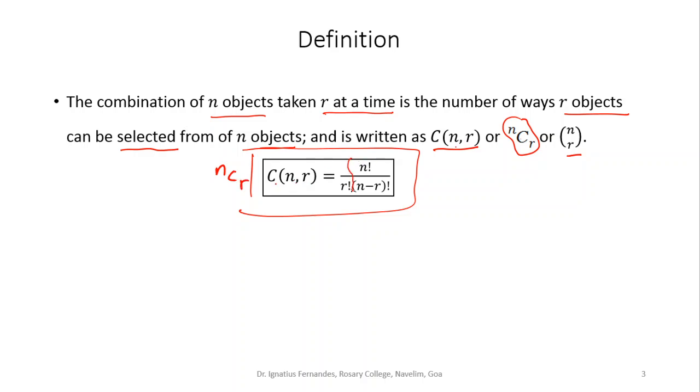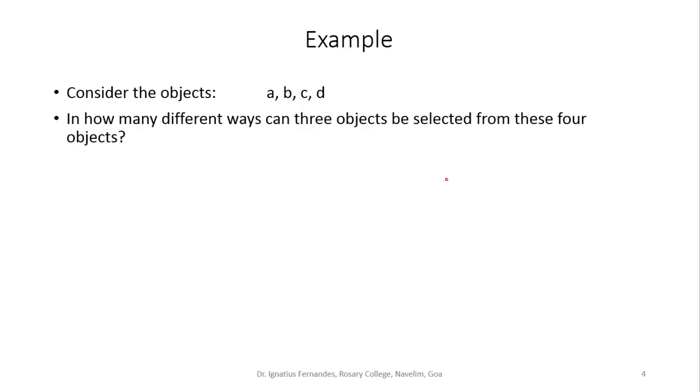What I did was, in the permutations definition, I divided by r factorial because those r factorial arrangements are one and the same when it comes to selection, because the order is not important to us. So if I go back to that example, in how many different ways can 3 objects be selected from these 4 objects?